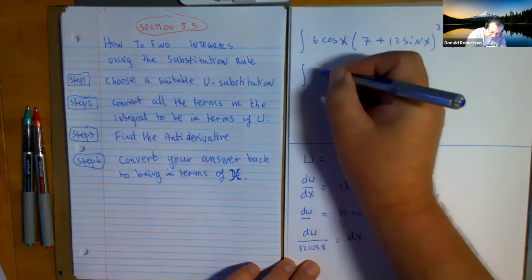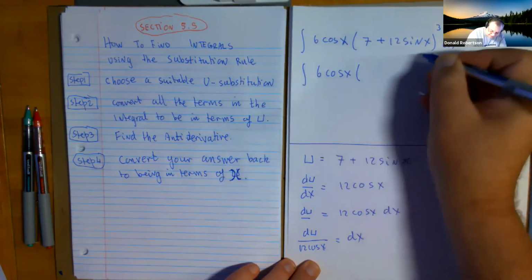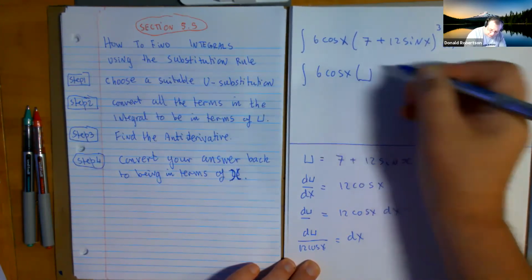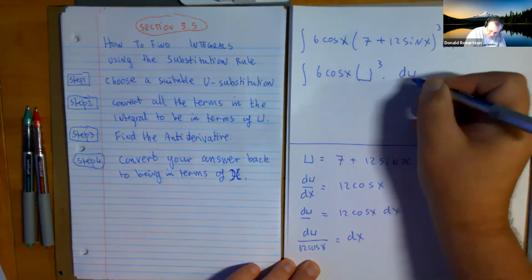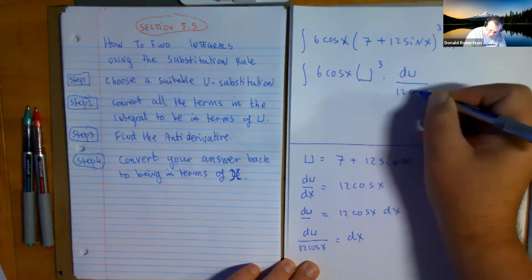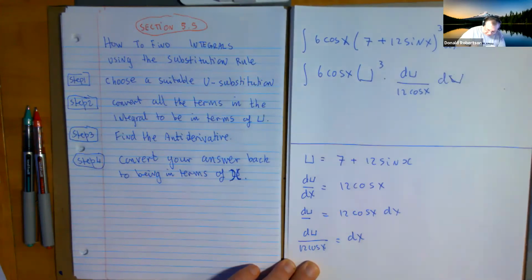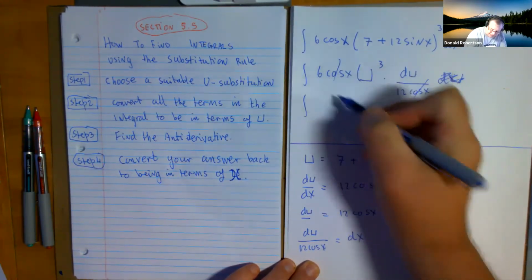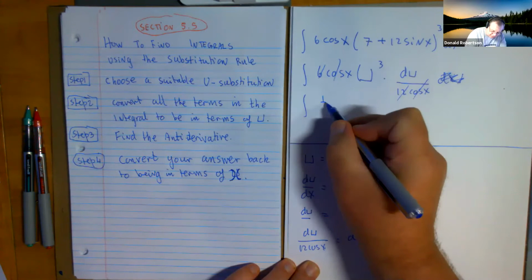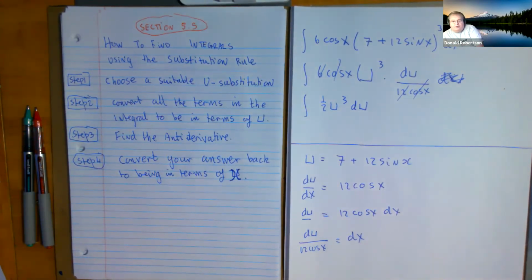Now I'm going to go up here. I'm going to have 6 cosine x's. This fella here is basically u to the power of 3. And the dx becomes a du over 12 cosine x's, with the du at the end. Right, that guy. Oh, I have 2 du's. No, it's the same guy. Now, cosines cancel. 12 and 6 gets you a half. So you're basically, that's who you end up with. Agreed?